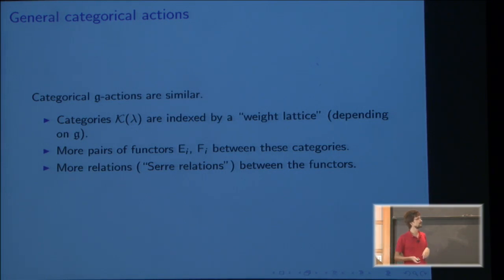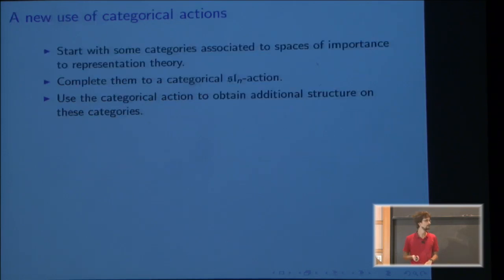What I want to talk about is sort of the opposite thing. So in some recent work with Seb Eenkautis, we started out with some categories. So we had some categories that are of interest for representation theory. These were some derived categories of sheaves. And then we fit them into a categorical SL_N action. So we had some categories, and we made a whole SL_N action out of that.